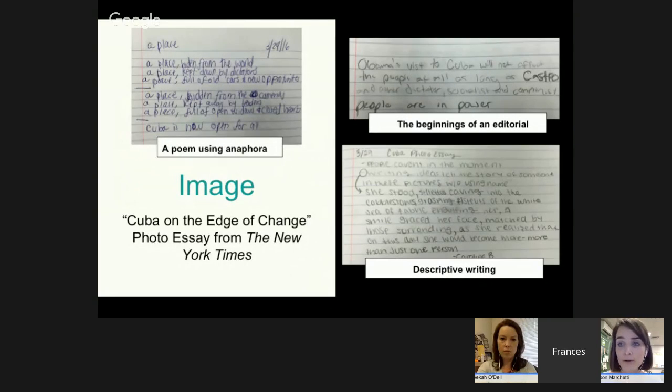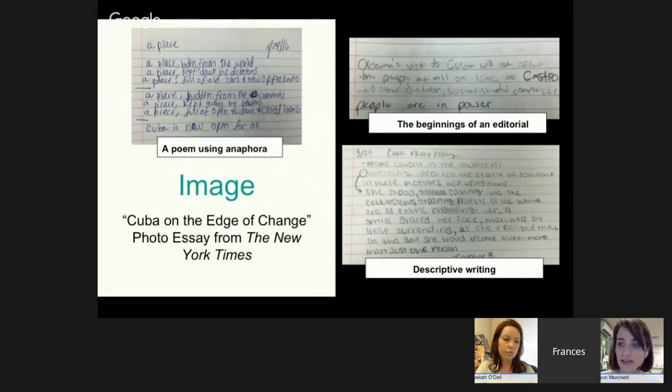As you know, there is a lot of discussion about what's happening in Cuba right now on the news, and so images can be a way to present current events to students as well in English class. There's a beautiful, beautiful photo essay called Cuba on the Edge of Change in the New York Times. And again, just go to our website, movingwriters.org, and find our resources there. But this photo essay combines images of Cuba with little almost vignette type captions.